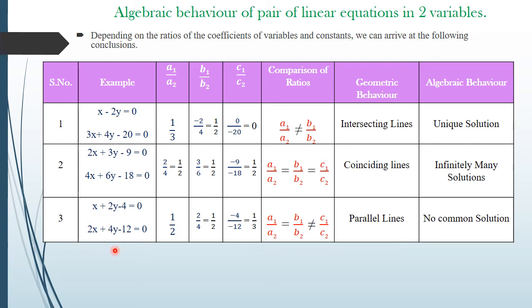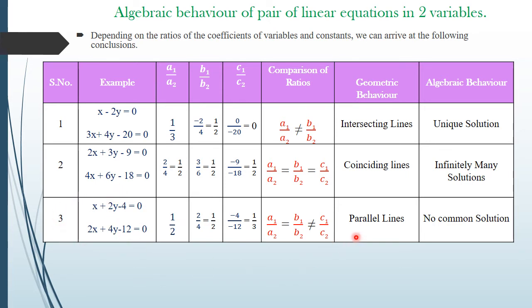In the third example we have considered here, you can see a1 by a2 is equal to b1 by b2, but that is not equal to c1 by c2. When we have this condition, we will have parallel lines. Means algebraic conclusion of this type of pair of linear equation is will have no common solution, means there will be no such point of x and y which will satisfy both these equations.